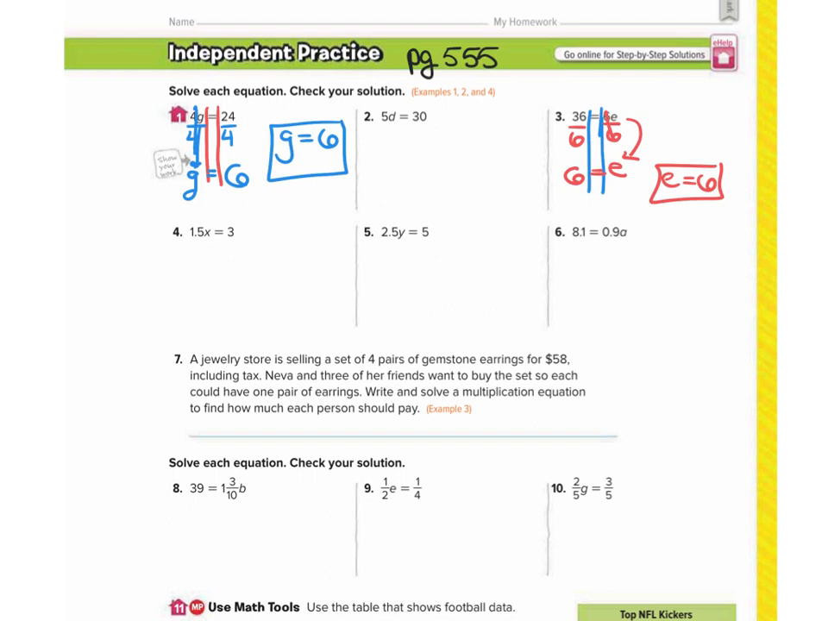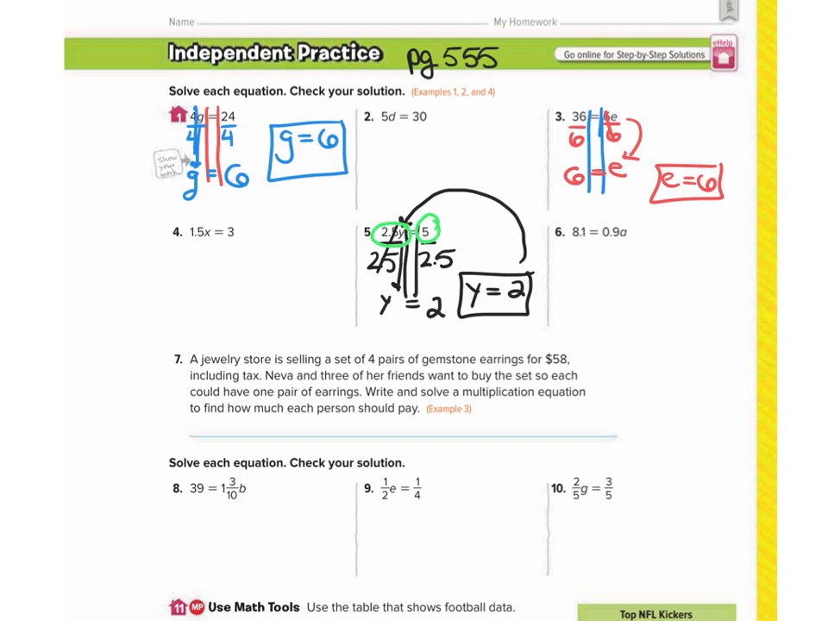Let's do one with fractions. So we'll jump to number 5. It's the same steps. Y is being multiplied by 2.5. So I'm going to do the inverse of multiplying by 2.5, and I'm going to divide by 2.5 on both sides. Those cancel out and we get y equals 2. Remember, you could always take your solution, plug it in for the variable, and make sure that when you solve this side, so 2.5 times 2, it equals this side, 5.